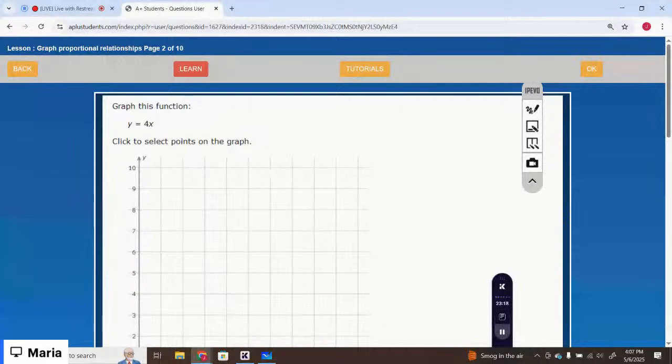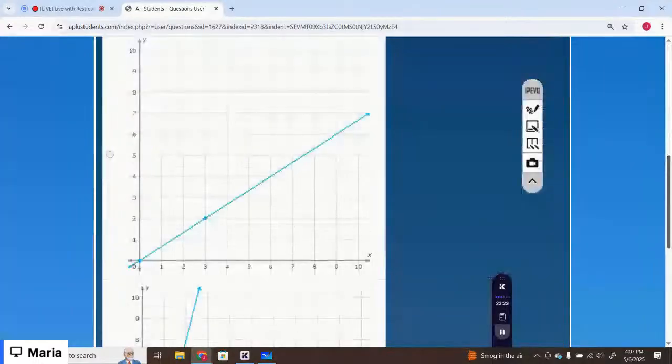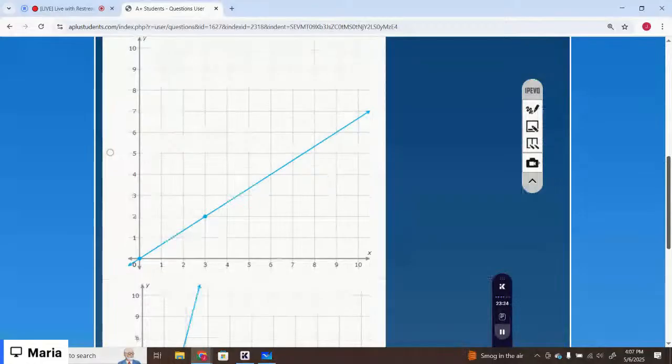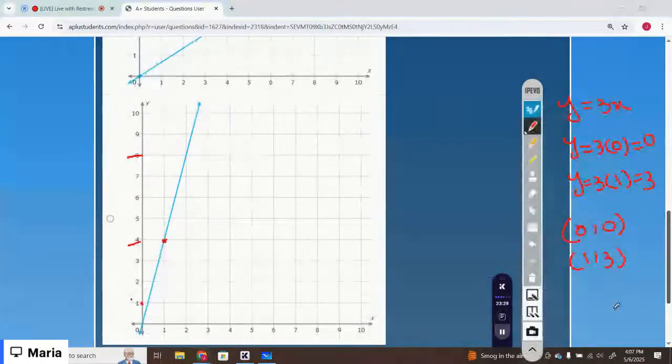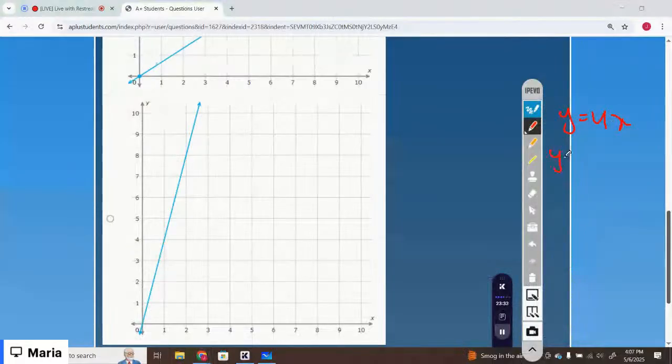Graph this function y equals 4x. So let's just calculate the points and see the correct option. I think that's option number 2. Let's just calculate the values. When x is 0, y is 0. When x is 1, 4 times 1 is 4. So I can see this graph clearly has these 2 points. Here is (0, 0) and here x is 1, y is 4. So option number 2 is the correct option.